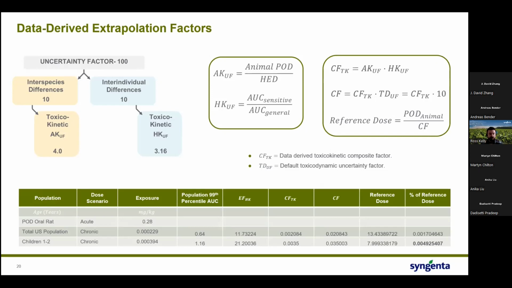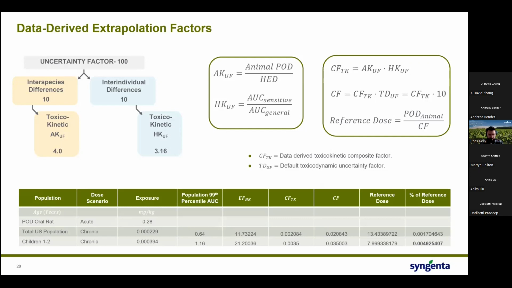If I remember rightly, for the AUC, the general population we assume to be a healthy population of 20 to 49-year-olds from the US population in the simulations. So if you follow these through, you can calculate a composite factor. You can assume that the dynamic factor is still 10, and then we can calculate a reference dose. And we're interested here in the percentage of the reference dose occupied by the acute and chronic exposures.